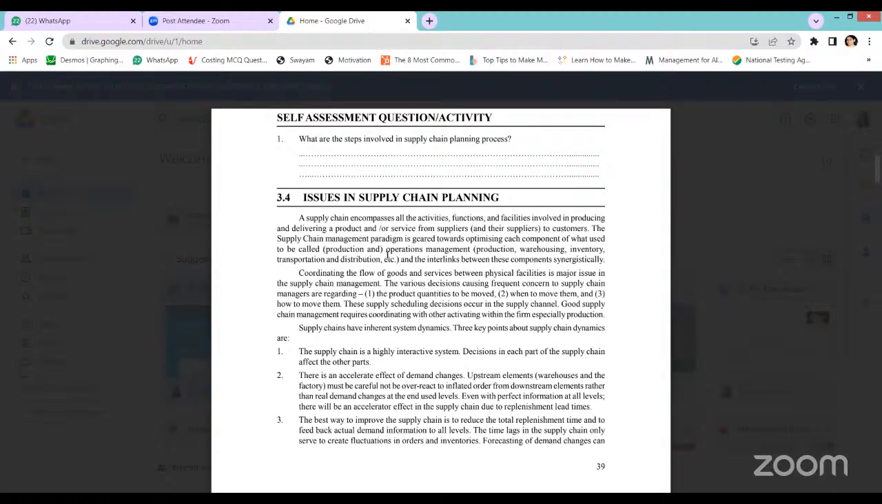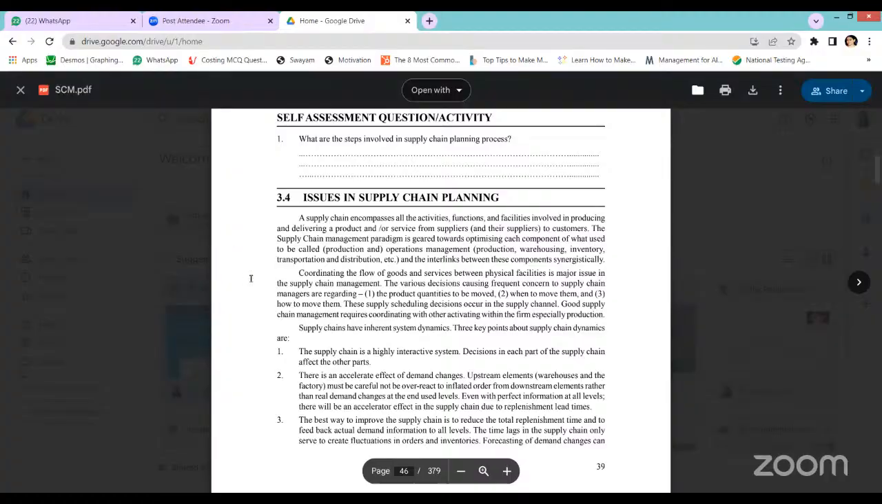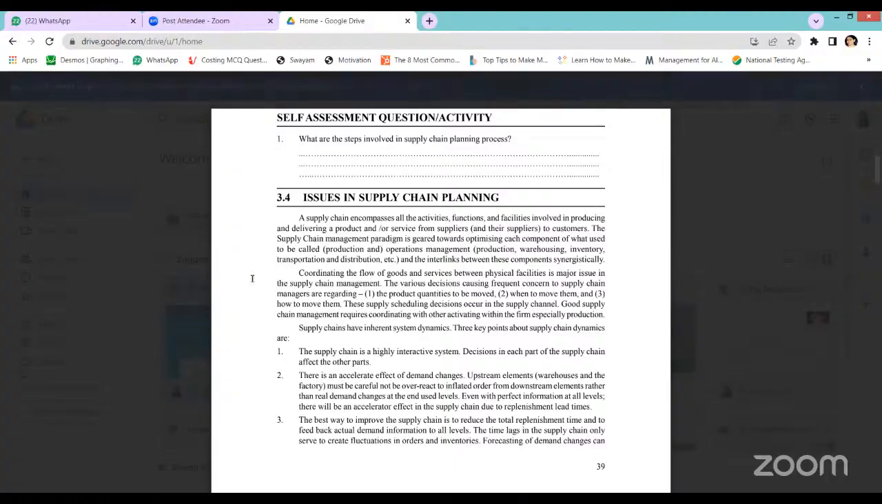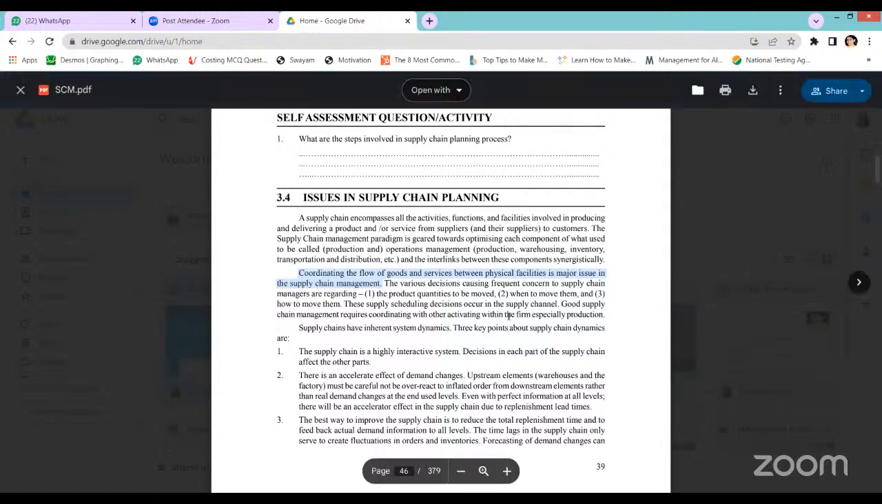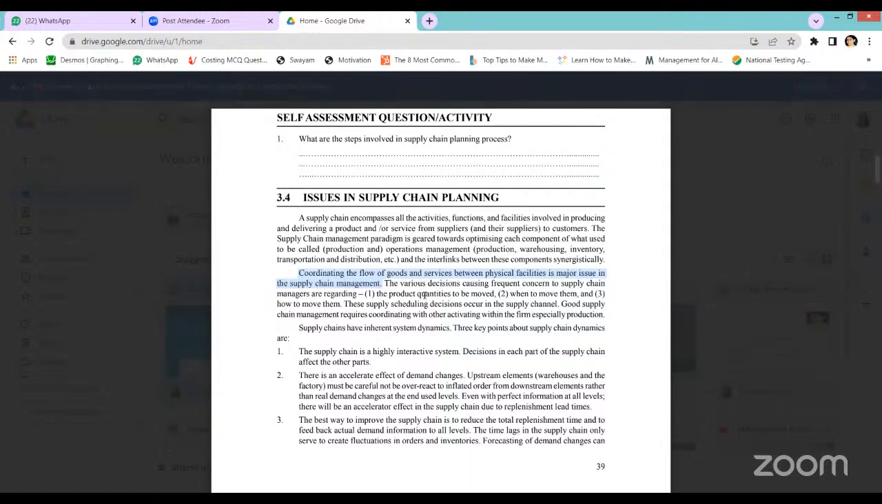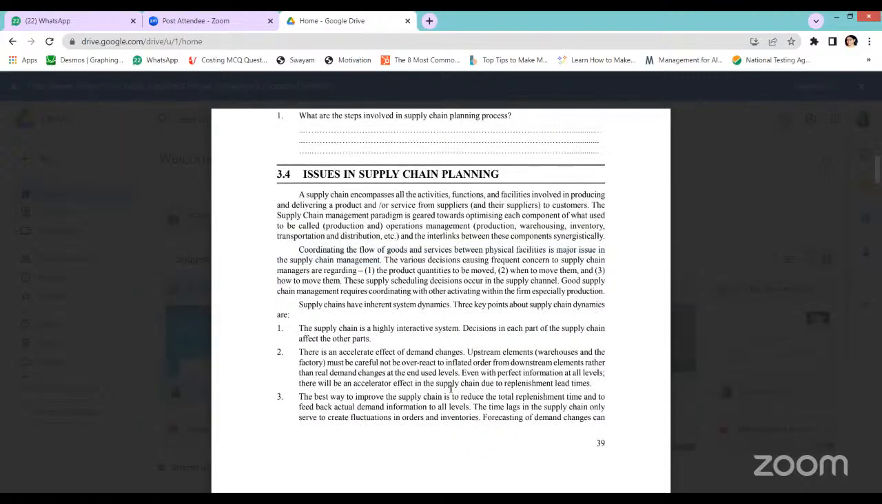But coordination, as I mentioned under integration, coordination among all these activities is the major issue. How effectively you coordinate with each other and align their individual goals with the common goals is most important here. This is the major issue in supply chain management. In that process, you may face certain problems. So what are the problems?